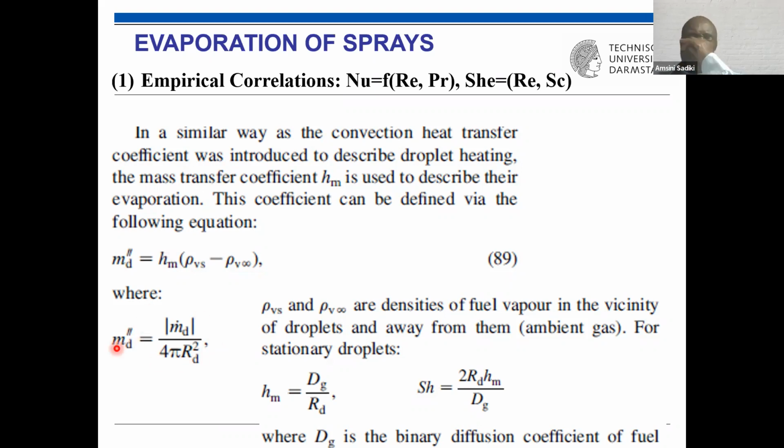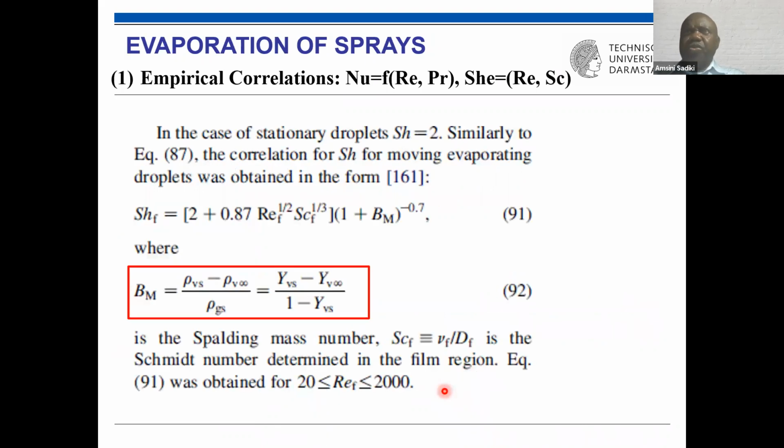I think you remember the expression we got yesterday. And here also it says that in a quiescent gas, for stationary droplets, the Sherwood number will be equal to 2. That is why we have 2 plus something. And we can also have this quantity here, which is what we call the Spalding mass number.